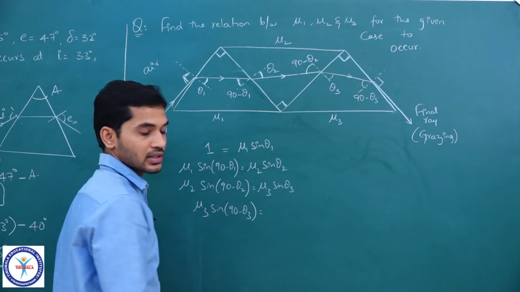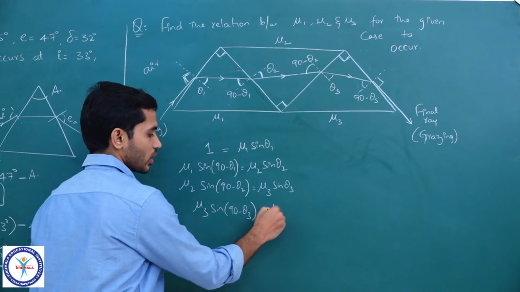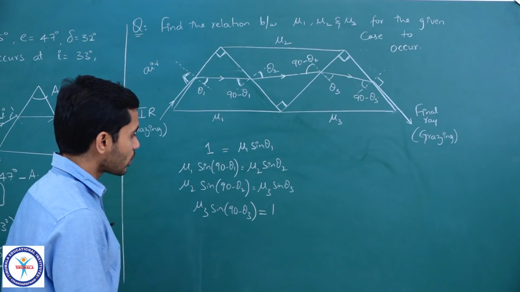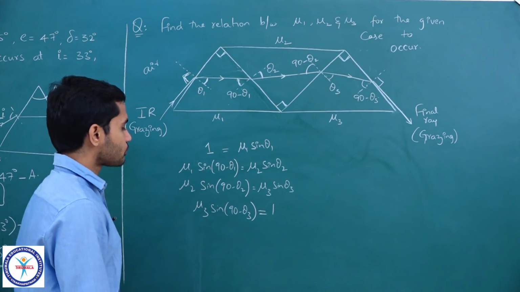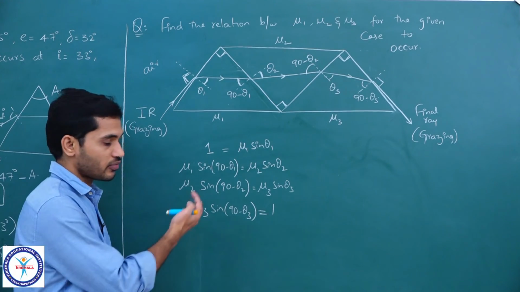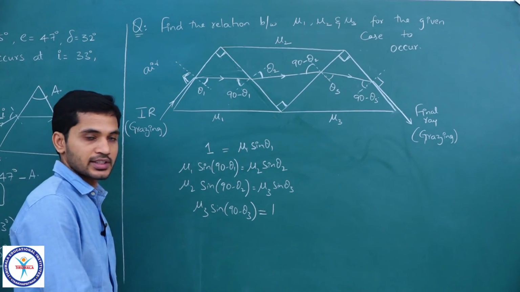it is entering into air at an angle of 90. So, it becomes 1, mu is 1, sin 90 is also 1. So, yeah, we have 4 equations, and you can eliminate theta 1, theta 2, theta 3 from these 4 equations, and you will finally be left with the required result.